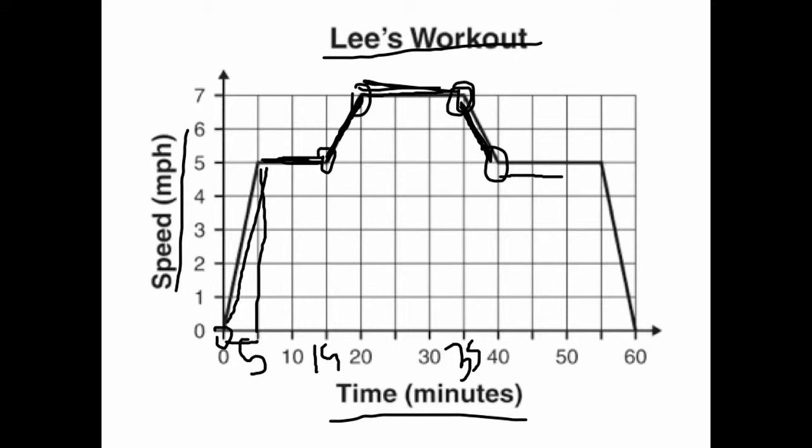Then, from minute 40 to minute 55, he runs again at a constant speed for 15 minutes at 5 miles an hour. Lastly, at minute 55, he starts decreasing his speed at a constant rate, which makes sense because that's normally the cool down portion of people's workouts. So always think to yourself whenever you're looking at these graphs, what do these graphs mean in real life context? And cool. All right, let's move on to our next example.